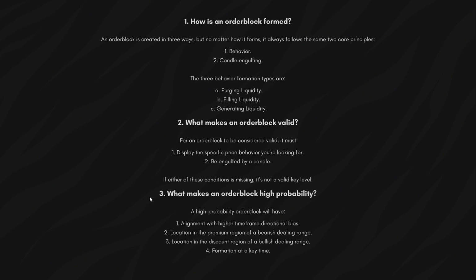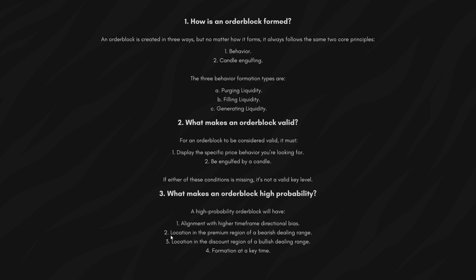Now let's move on to the third question, which is what makes an order block high probability? Now, a high probability order block will have the following characteristics. First of all, alignment with the higher time frame directional bias, meaning it must be formed in the direction of the higher time frame directional bias.